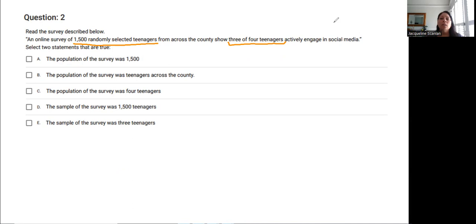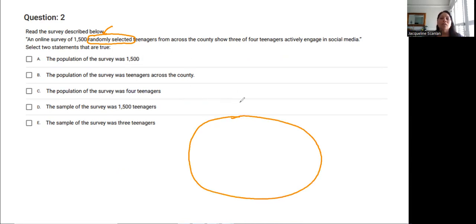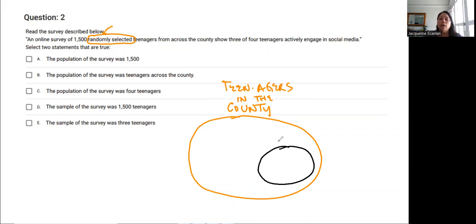All right, so the first piece of information I really want to draw your attention to is these 2 words, randomly selected. Okay, so out of all of the teenagers in the county, and I don't know how many there are, lots of them, there is a small group of that entire population that we are calling the random sample.